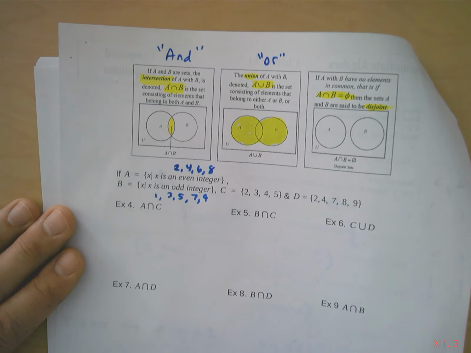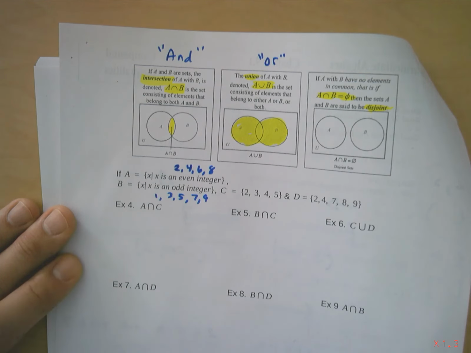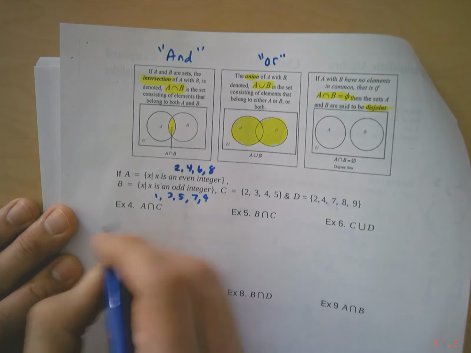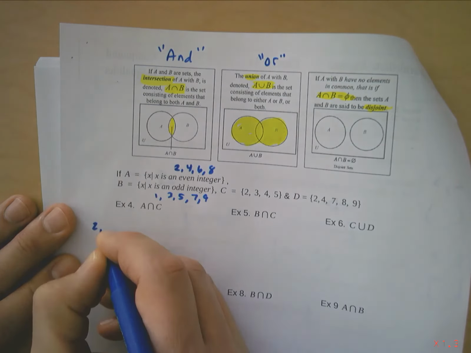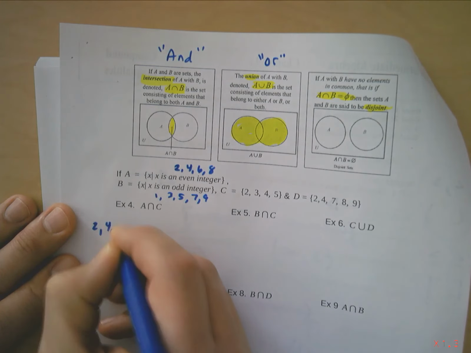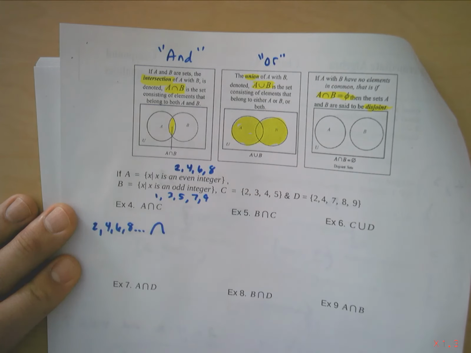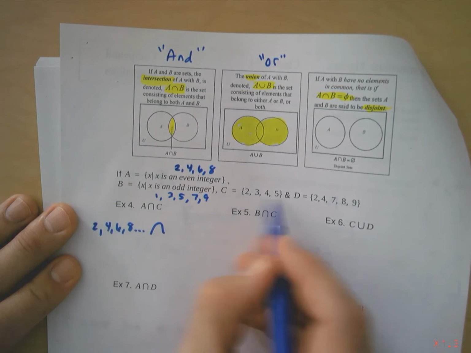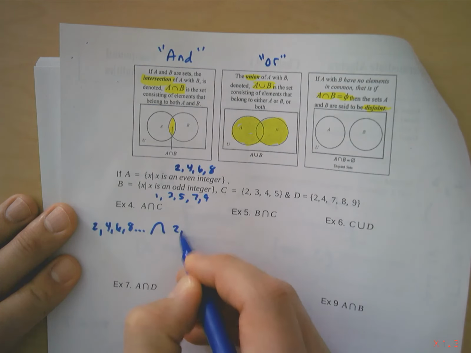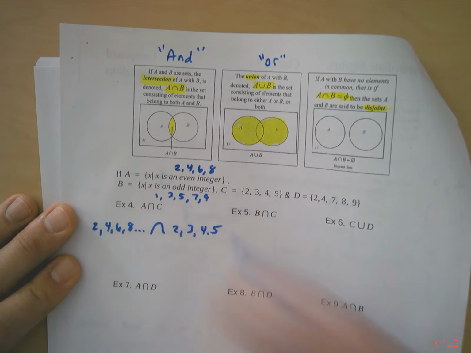All right, so again, A is even numbers. And C is 2, 3, 4, 5. So I'm going to write out A, just a few numbers here. So 2, 4, 6, 8, ... And I'm going to do the intersection with C. C over here is 2, 3, 4, and 5.